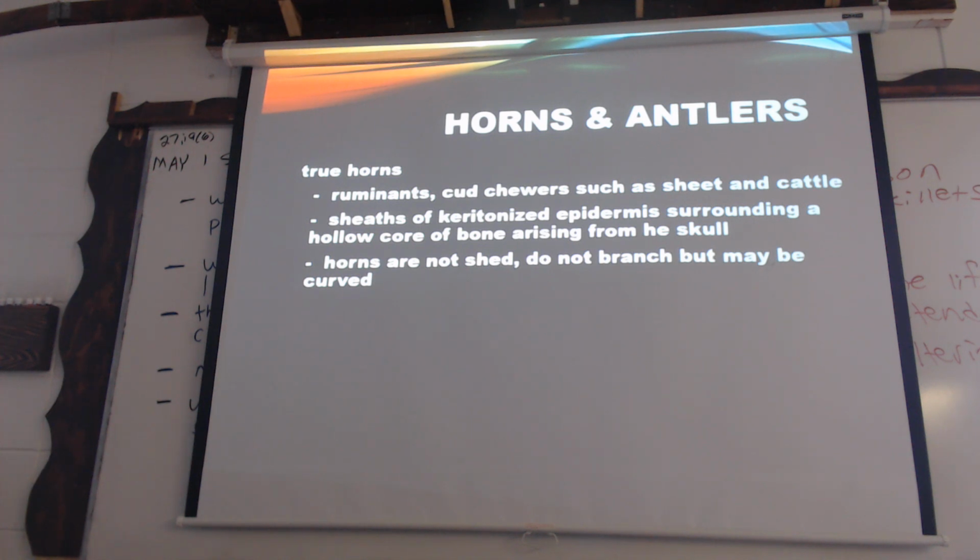So even if you did not write this down, before we would have even started, would you know the difference between horns and antlers? Yes. Okay, and what might that be? Antlers are thinner than the horns. That's true. And anything else?